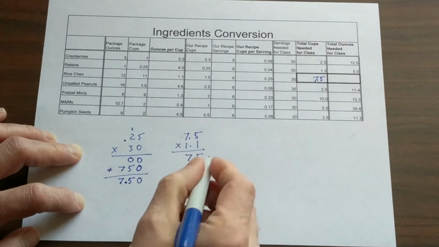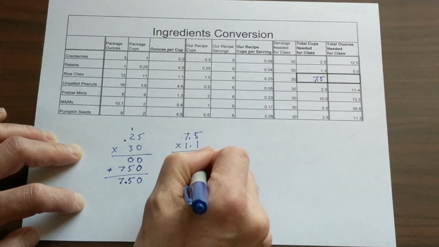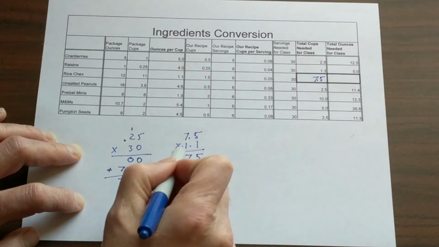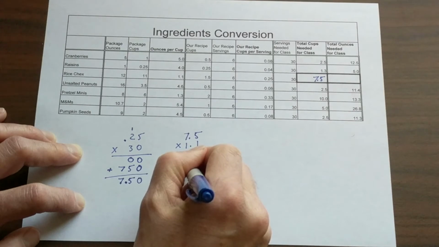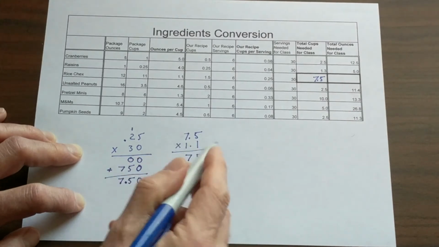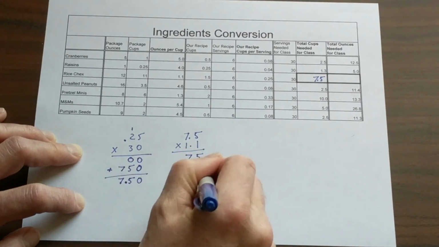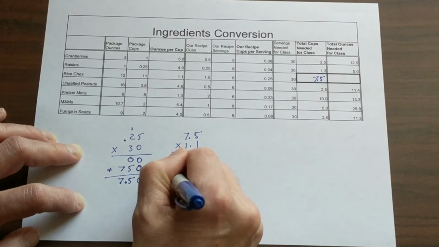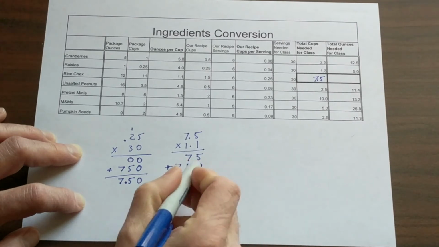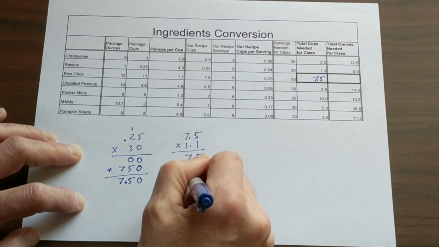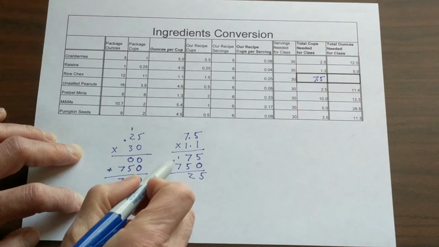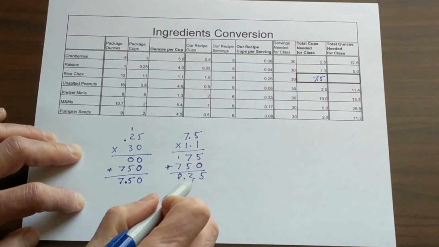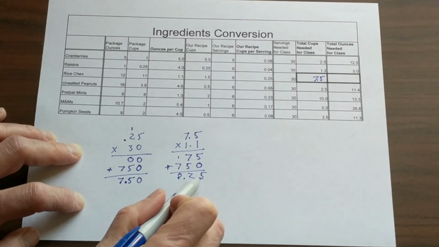Now we go to the next one, so we go down a row. We know that we need to add a 0 for that second row there. 1 times 5 is 5. 1 times 7 is 7. So we have 5 plus 0 is 5. 7 plus 5 is 12. 7 plus 1 is 8. So we know that we need 8.25 ounces.